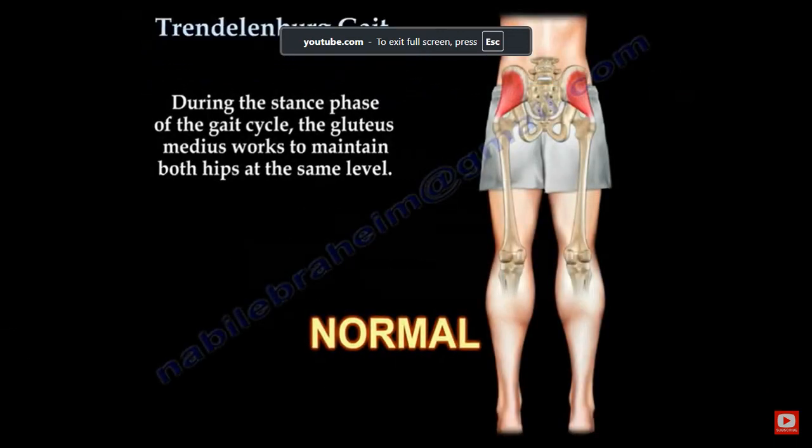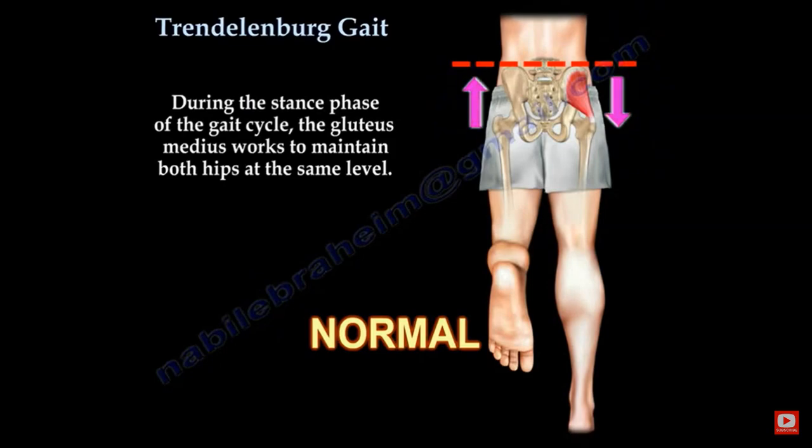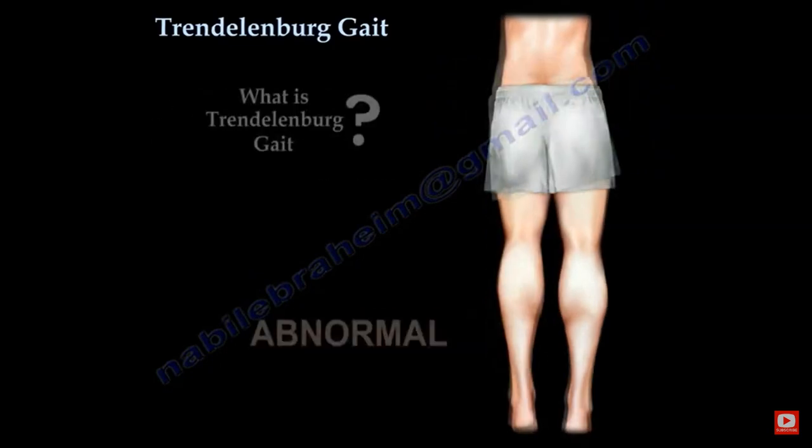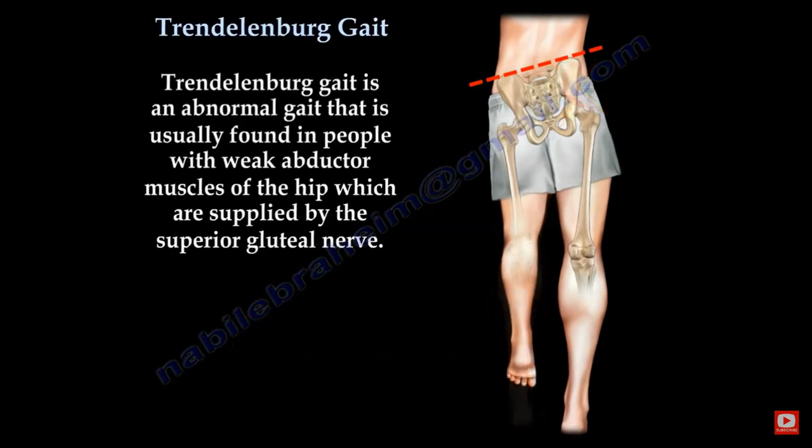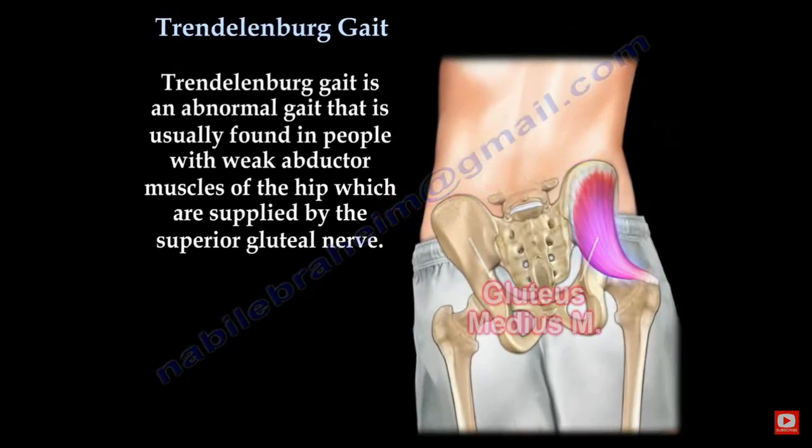Trendelenburg gait. During the stance phase of the gait cycle, the gluteus medius works to maintain both hips at the same level. What is Trendelenburg gait? Trendelenburg gait is an abnormal gait that is usually found in people with weak abductor muscles of the hip, which is supplied by the superior gluteal nerve.